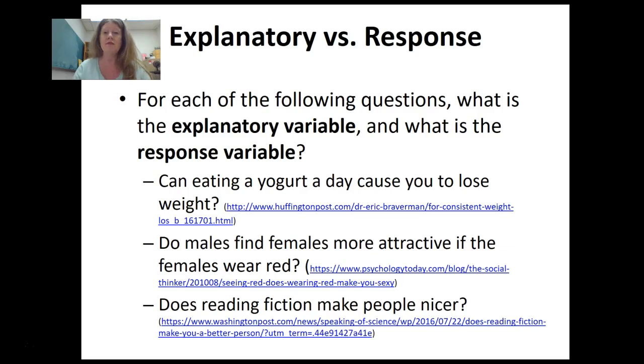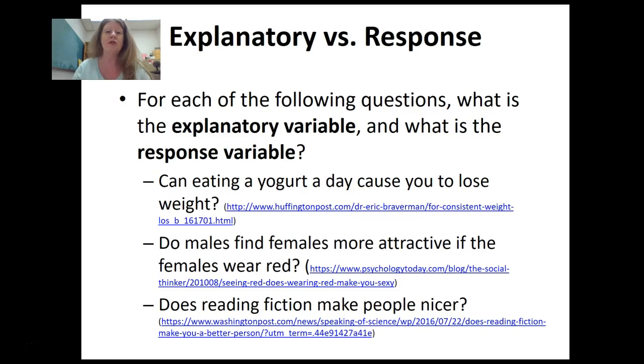So the first question, can eating a yogurt a day cause you to lose weight? Our response, what we're interested in measuring, is weight loss. So weight loss would be the response. And the explanatory variable, what we think affects the weight loss, is eating yogurt.